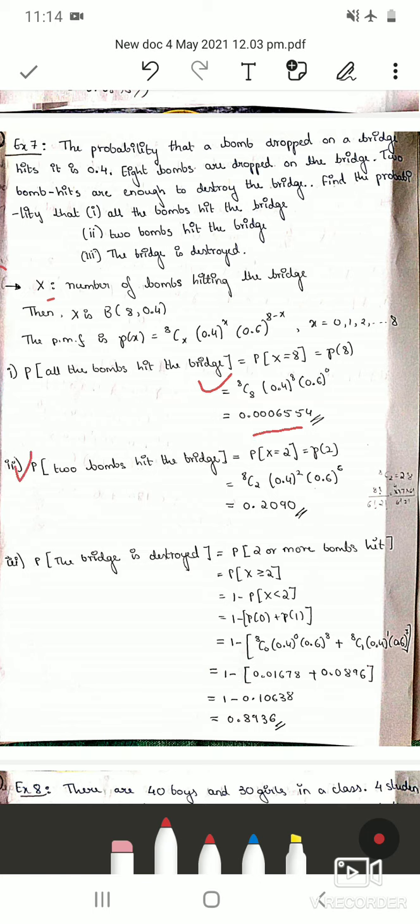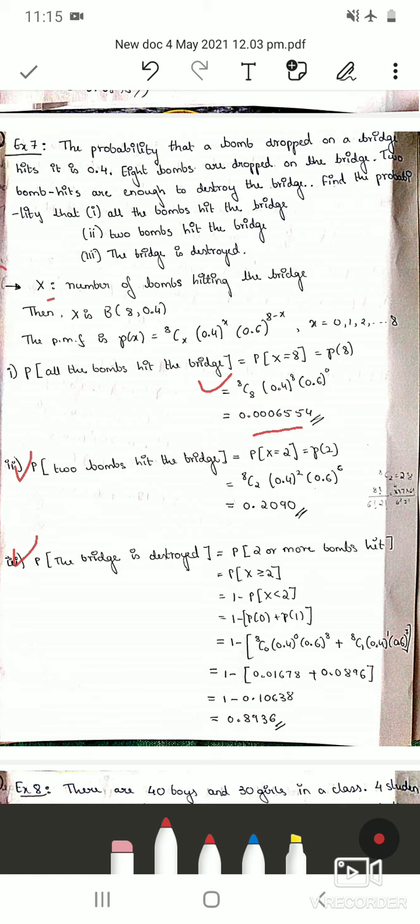Next they have asked the probability that 2 bombs hit the bridge, that is, among 8 only 2 are going to hit the bridge, therefore x is equal to 2. So P of 2 you have to calculate, which is 8c2 into 0.4 raised to 2 into 0.6 raised to 6. So 8c2 will be 8 factorial divided by 6 factorial into 2 factorial. You simplify it and the probability will be 0.2090.